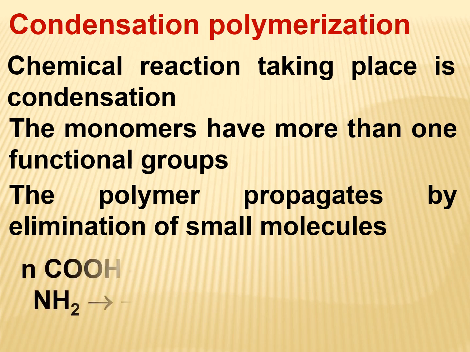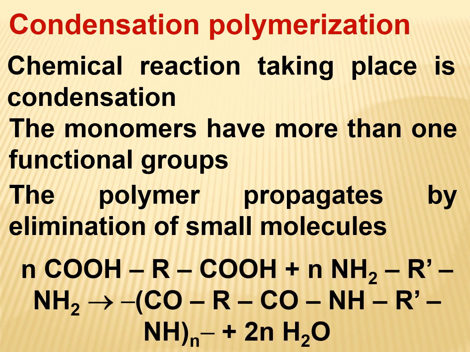For example, this is a dicarboxylic acid and a diamine. They combine together by removal of one molecule of water and they form this polymer. So this is an amide. This is a polyamide. This CONH, that is an amide group, and this polymer is called a polyamide. So this is an example for condensation polymerization. These are the two classifications of polymerization on the basis of the reaction.